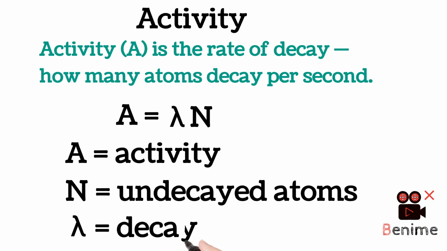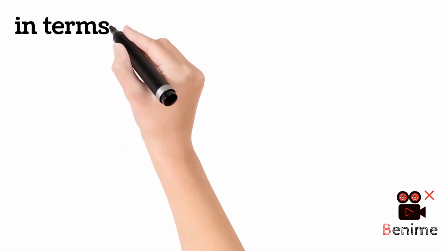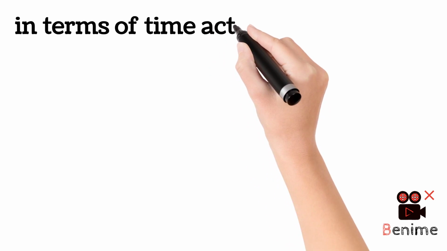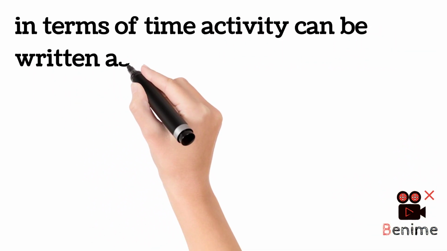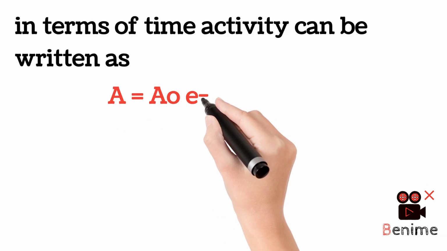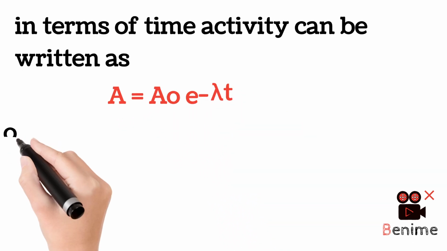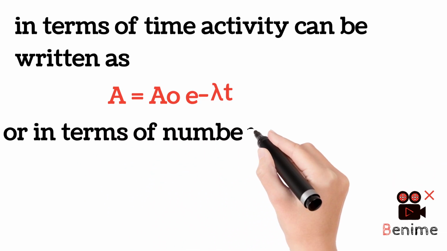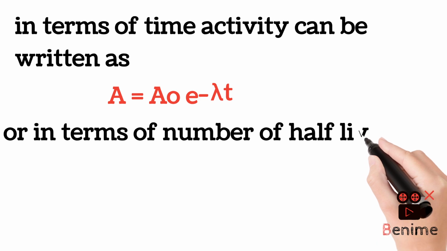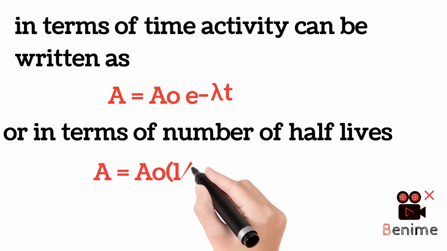How activity changes with time is found by the relation A equals A0 times exponential of minus lambda t. Activity decreases exponentially because more atoms decay at the start, and as time goes on, the rate starts slowing down. This happens because fewer atoms remain after every second.